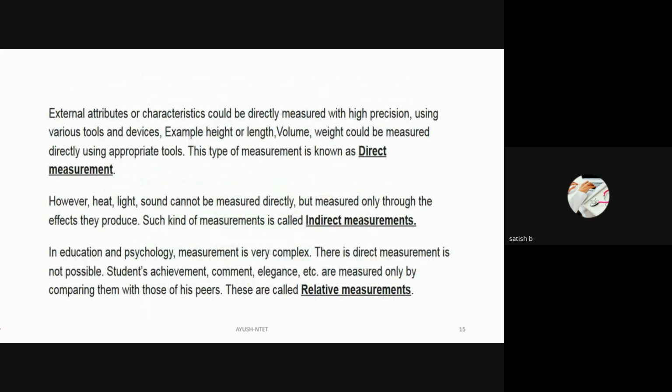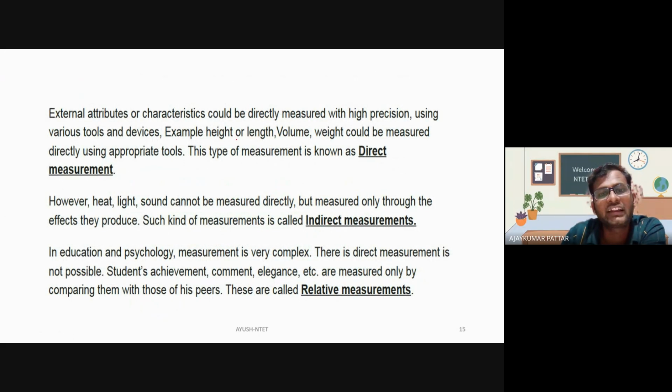Yes, sir. External attributes or characteristics could be directly measured. So that is the explanation of direct, indirect and relative measurements, this slide. What are direct measurements? They can be directly measured with high precision using various tools and devices. Example: height, length, volume, weight can be directly measured. This is direct measurement.